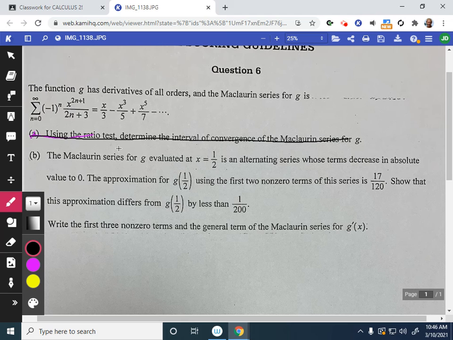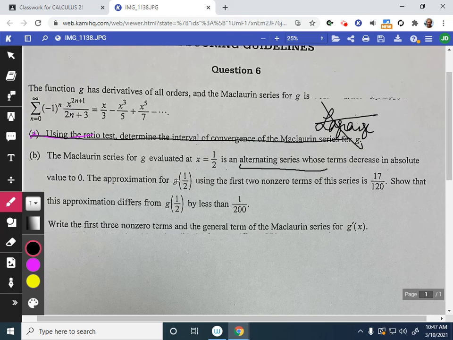So the Maclaurin series for g, evaluated at x equals 1/2, is an alternating series whose terms decrease in absolute value to 0. When I see that phrase, I know they're getting me ready to find error. When they say this series is an alternating series whose terms decrease in absolute value to 0, this tells me I'm going to be using error and that I'm not going to have to use Lagrange. I'm going to be able to use the next term because they're already setting me up for it in the way this is worded.